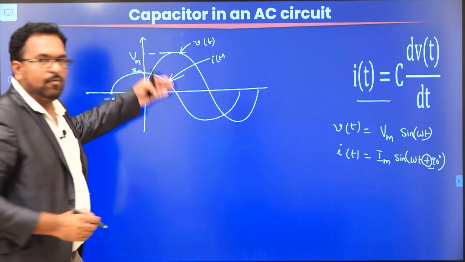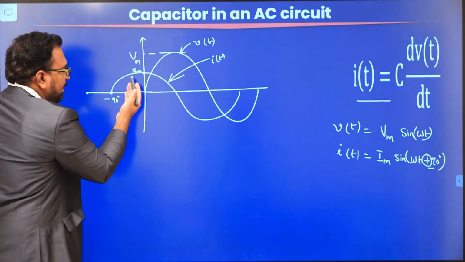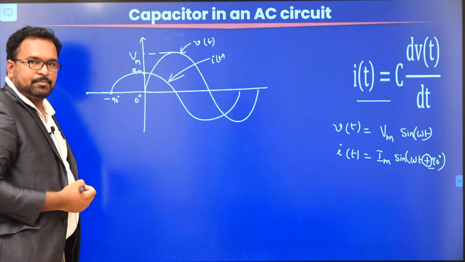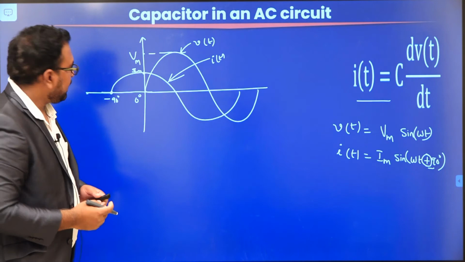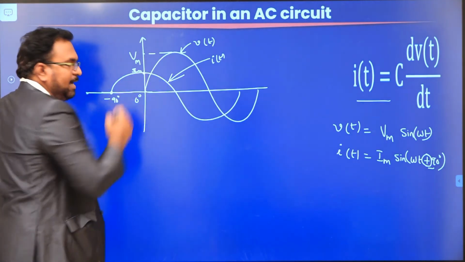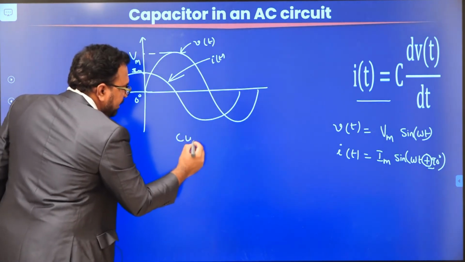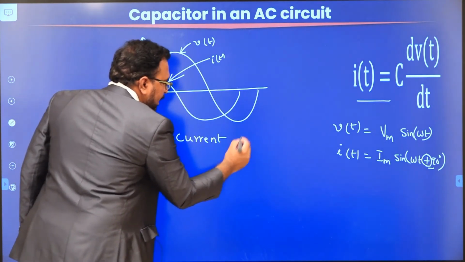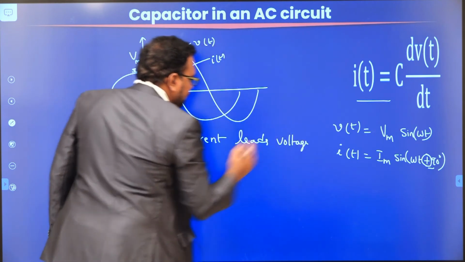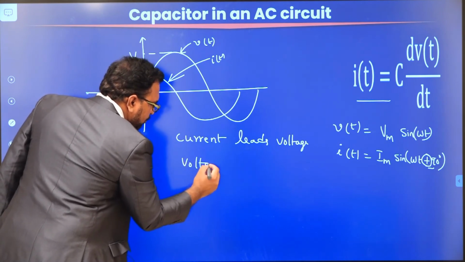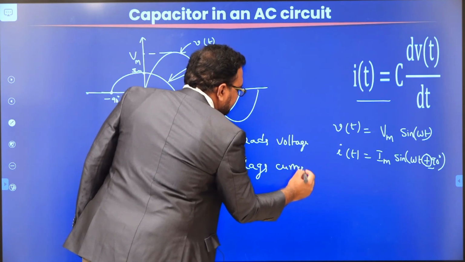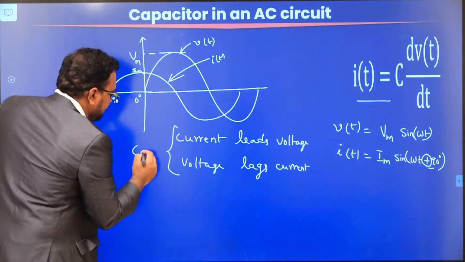By seeing this waveform, you can clearly say that the current is ahead of the voltage, or the voltage is behind the current. So in electrical terms, how are you going to say it? Current is leading the voltage or voltage is lagging the current. So in case of a capacitor, current leads voltage, or voltage lags current.